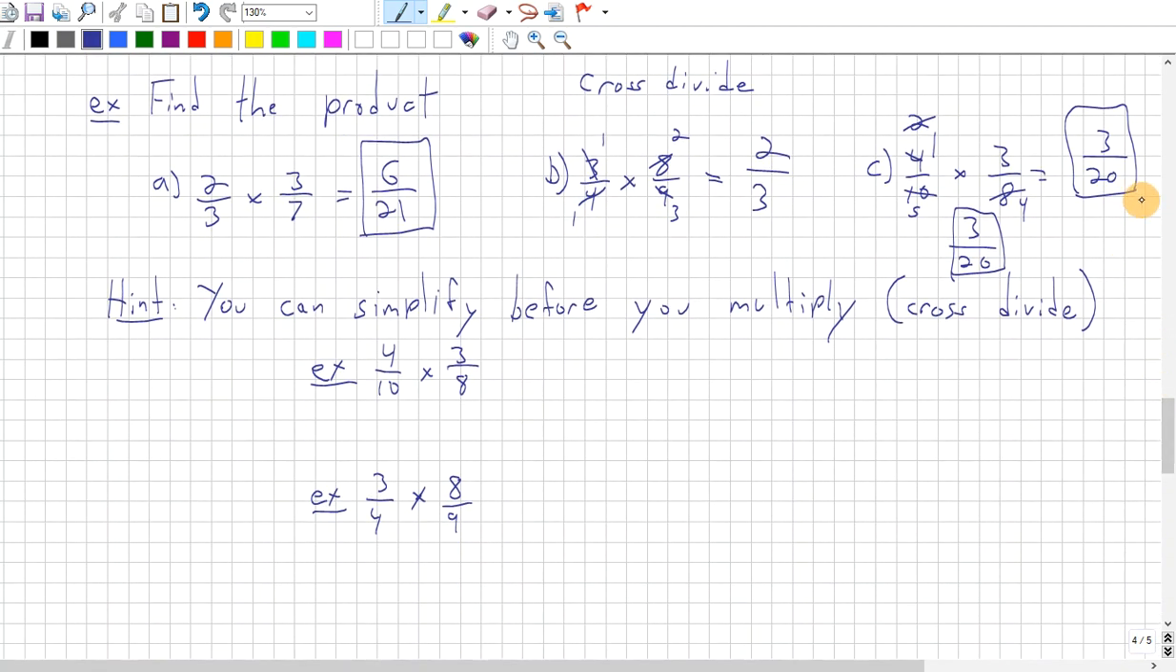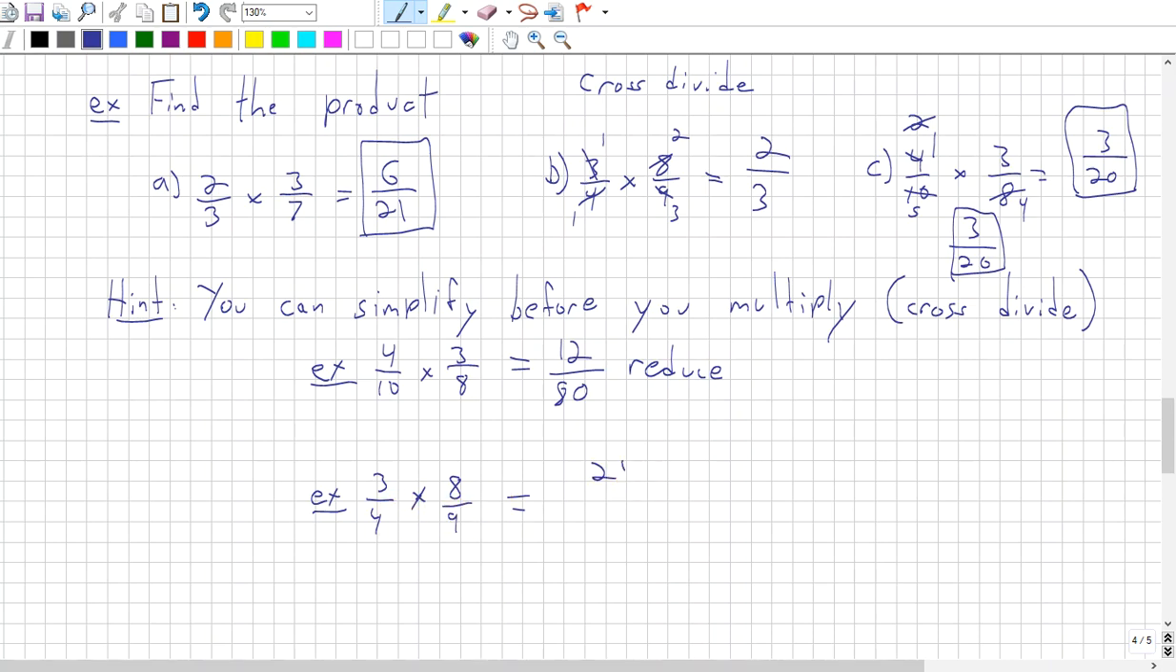Again, you don't have to use the shortcut method. You could just multiply straight across, getting 30 over 80, and then reduce. Okay? That's not a problem. Just don't forget to reduce. If you cross divide at the beginning, then you don't have to worry about that. Makes it a little bit simpler. You know, oh, I've already reduced.